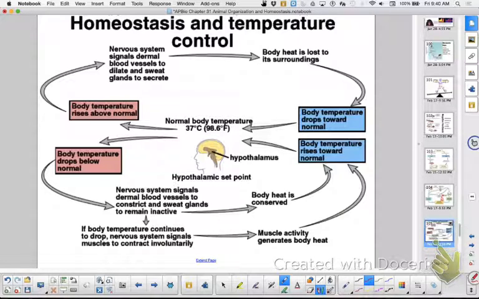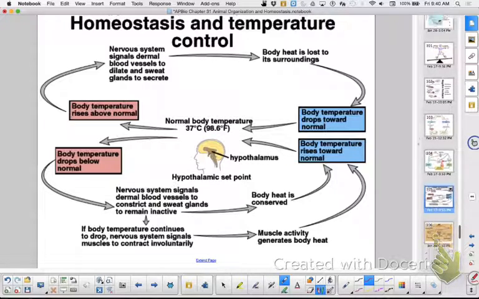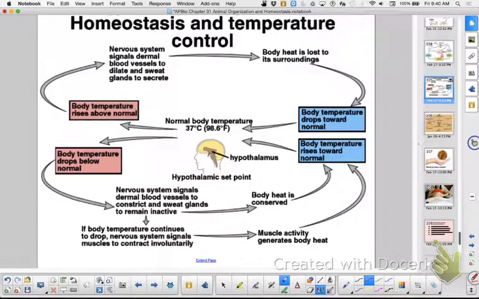Go. Body temperature drops below normal. Your nervous system signals to what? So body temperature continues to drop, then signals contract. So that keeps both of them causing the body temperature to rise.